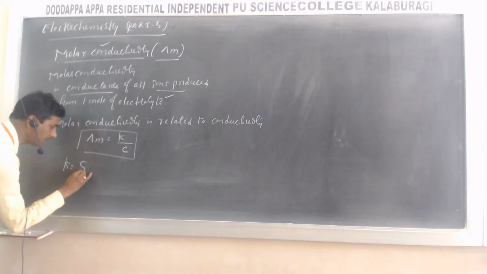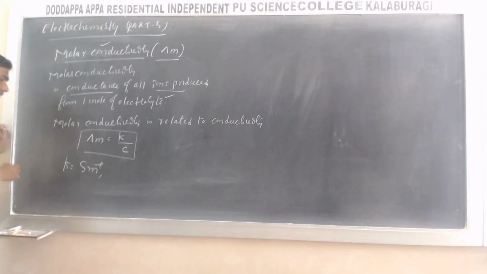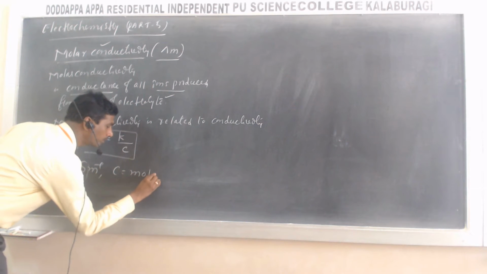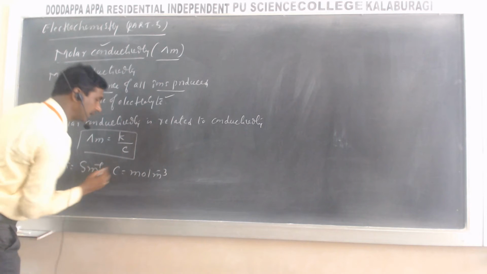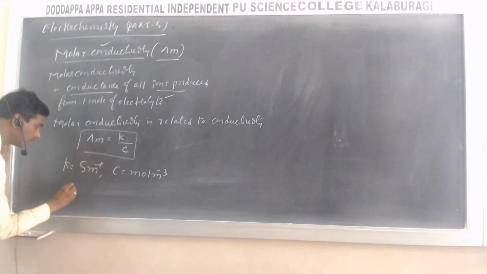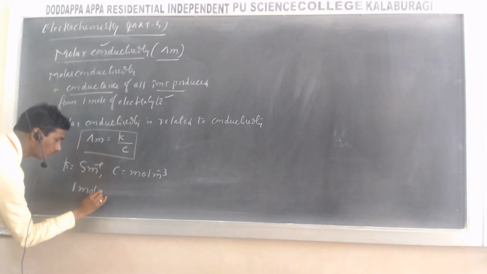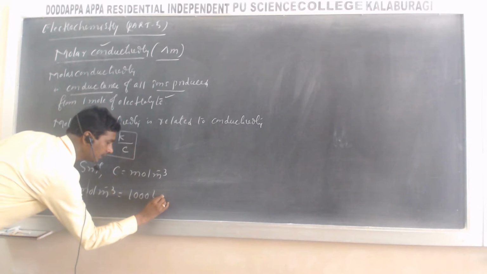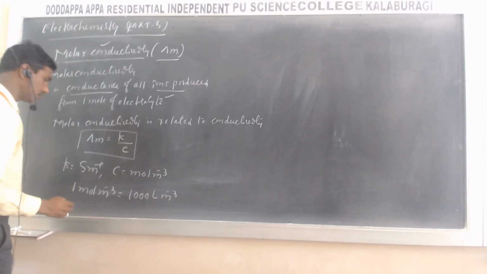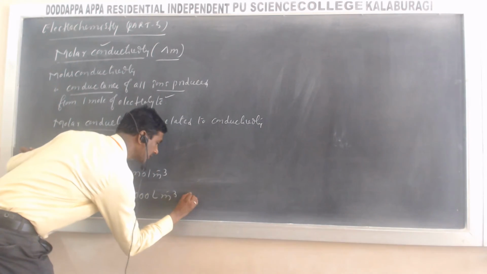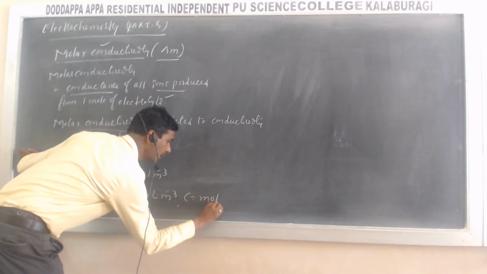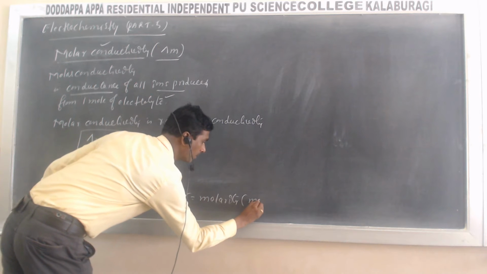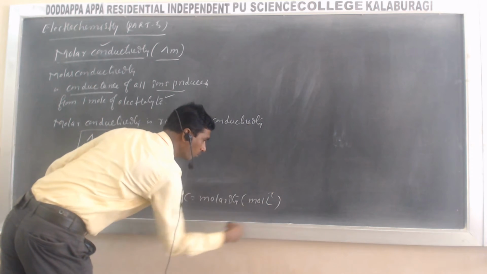What is the unit? It is Siemens per meter. And the concentration is nothing but mole per meter cube. 1 mole per meter cube is equal to 1000 liter per meter cube. And the concentration, molarity, is nothing but mole per liter.